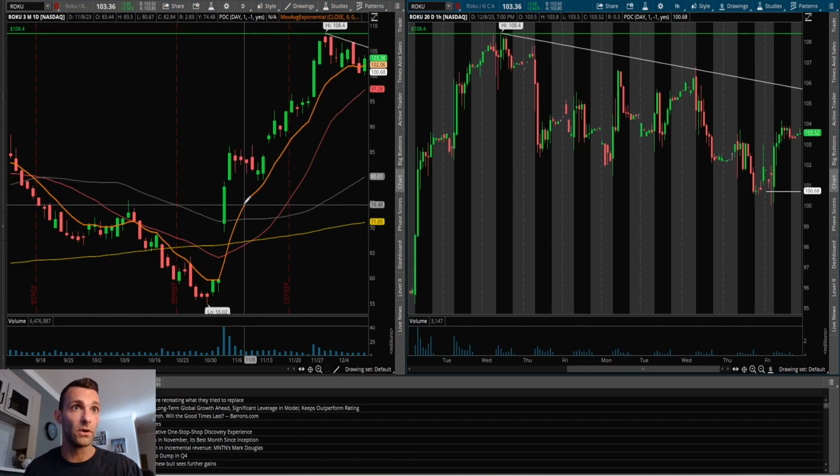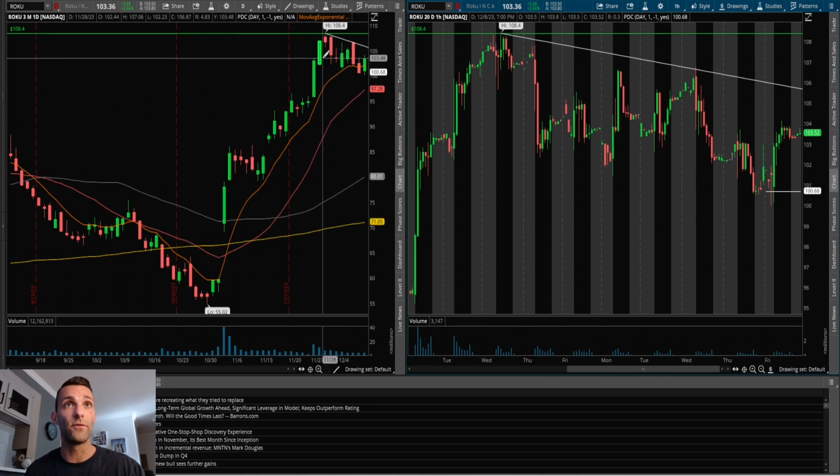Now let's talk about ROKU. Uptrend. This thing is in a very strong uptrend. Continuously just keeps holding the 9 EMA. It is now forming consolidation / a bull flag pattern, holding the 9 EMA above all other moving averages.